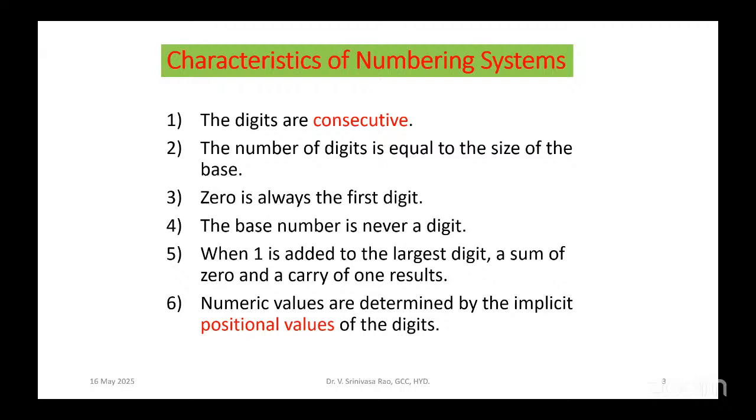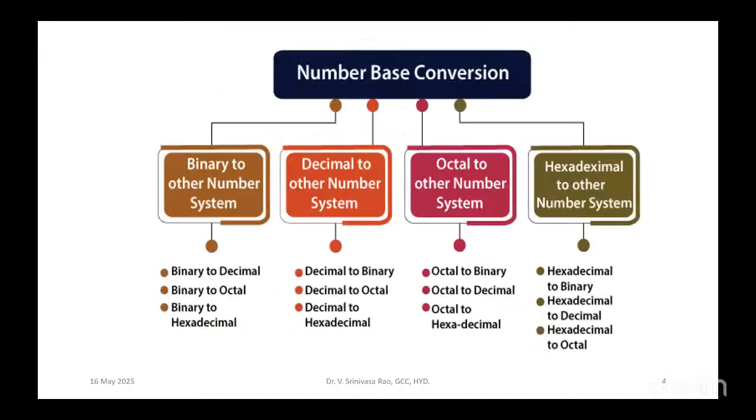Whereas the numeric values are determined by the implicit positional values. The position of that particular digit gives the value. So, number base conversion.